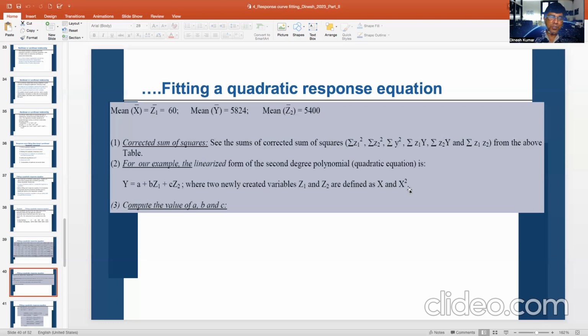I do not know beyond this point about how these variables were transformed, but this is how we do it. In ISRE, whenever you get a chance, you can learn there how these variables X and X square were transformed into Z1 and Z2 so that your equation is linearized. And we linearize this equation to solve it because we cannot directly solve the quadratic equation.